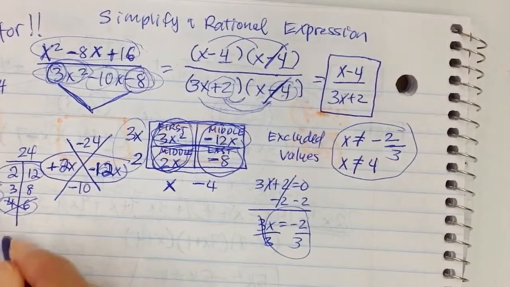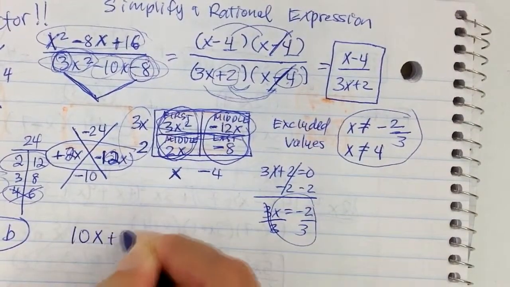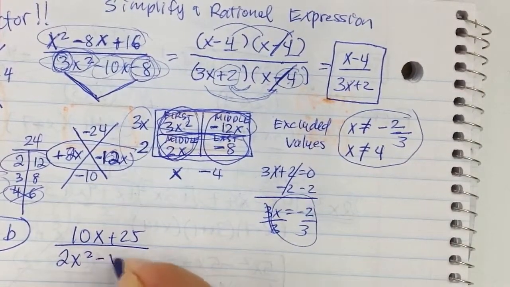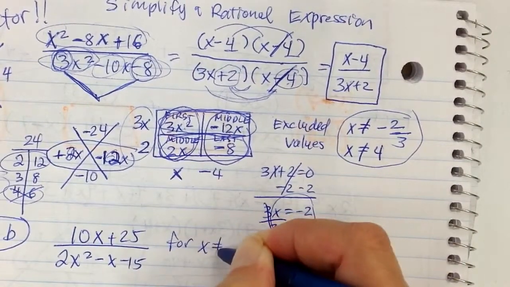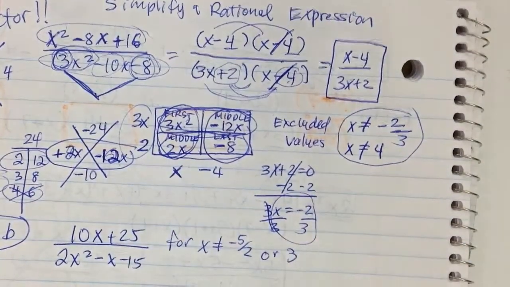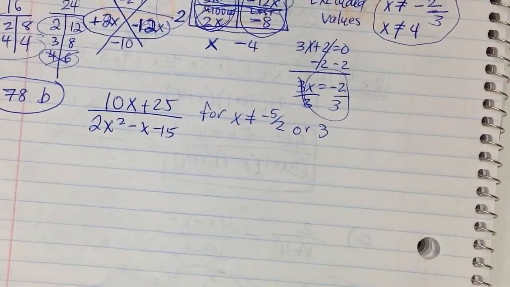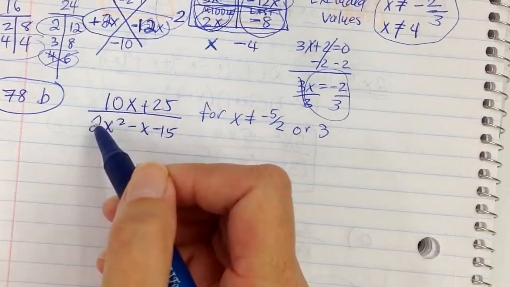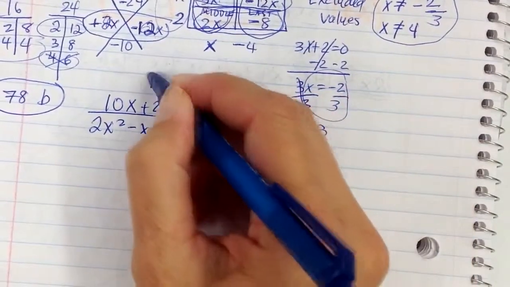Here's 78B. Okay, so maybe you can try this one. 10x plus 25 over 2x squared minus x minus 15. Oh, and they gave you the excluded values for x does not equal negative 5 halves or 3. So again, you don't want to say, oh, 2 goes into 10, let's cancel that. Or you don't want to go, let's reduce 15 and 25. You can't do that. You just want to factor.